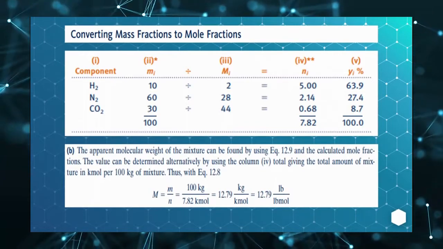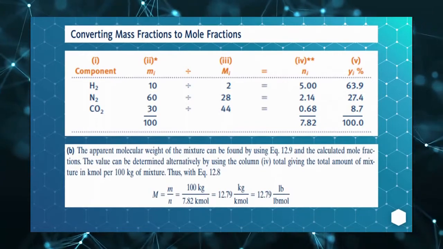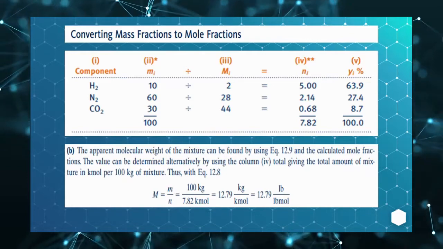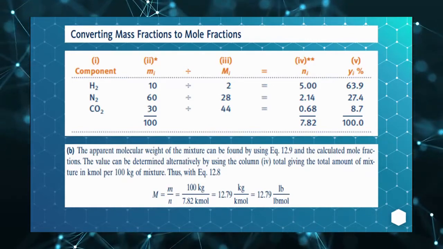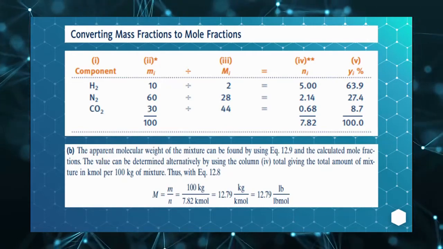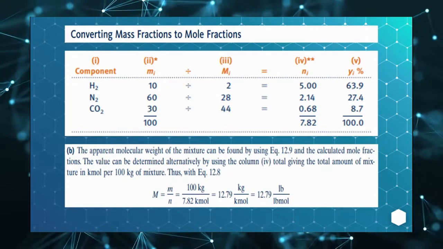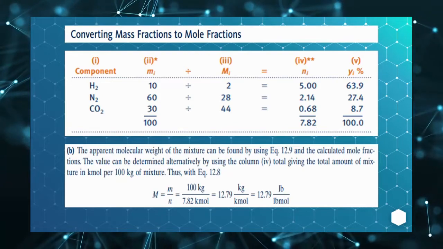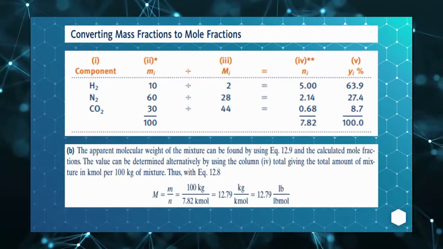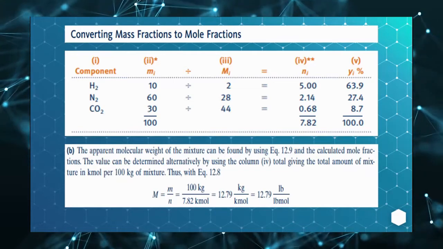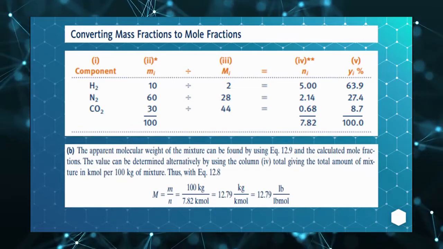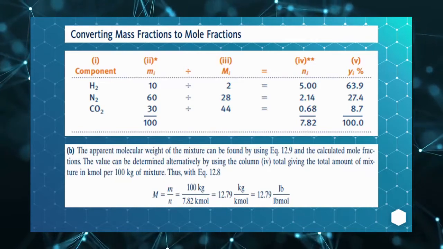Although the actual amount of mixture is not known, the calculation can be based on any convenient amount. Let us base the solution on 100 kg. Then with equation 12.3, the amount m_i of each component present in kilograms is equal to the mass fraction multiplied by 100 kg. The values are listed in column 2 of the accompanying table.